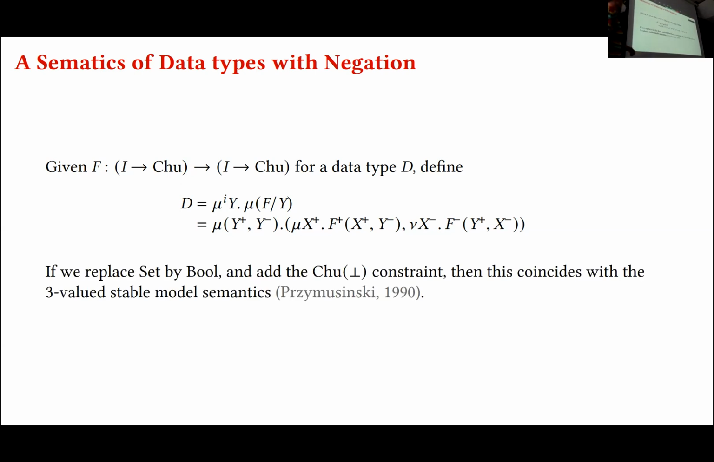So first, a useful fact is that if you replace Set by Bool in these things and add the Q bottom constraint, so we make sure that they're never both true, then this coincides with the previously studied three-valued stable model semantics of logic programs with negation from the 90s.